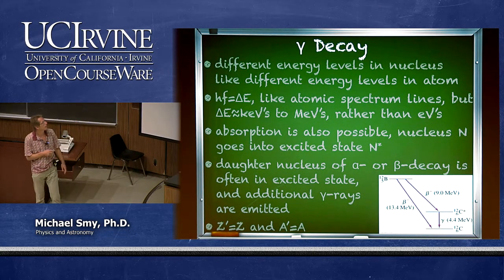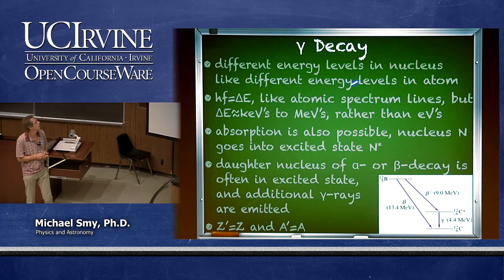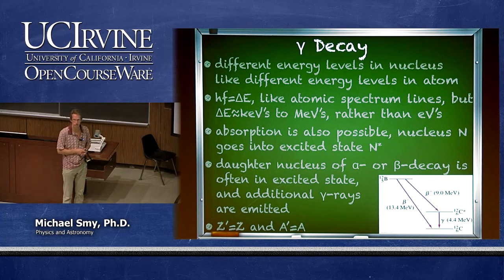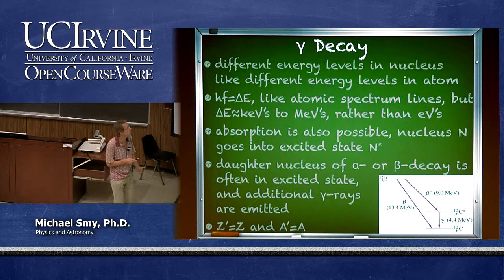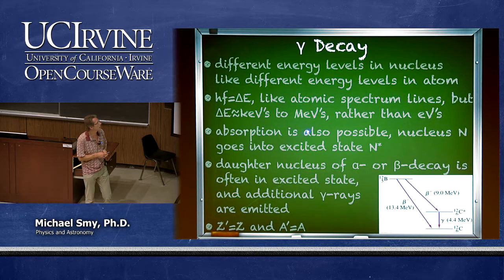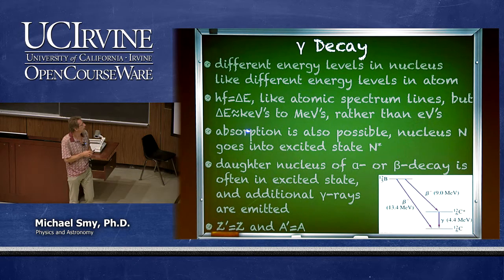So the last of the three radioactive decays is gamma decay. And gamma is the same as a photon, and so just like there were energy levels in atoms, there are also energy levels in the nucleus. And you can excite a nucleus to go to a higher energy level, or a nucleus that is in a higher energy state can get rid of that energy by emitting a photon. And because the energy is so much greater in the nucleus than in an atom, those photons are actually gamma rays rather than visible photons. The typical energy difference is keVs to MeVs, and therefore the resulting wavelength of the photon is much shorter.